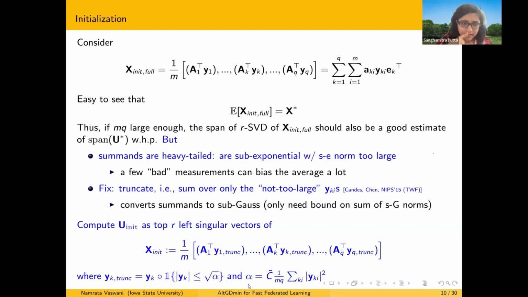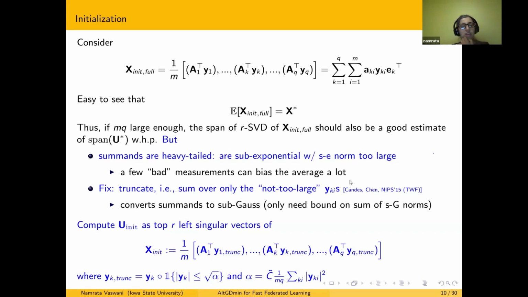So if I'm understanding correctly, is this some kind of robustness that you're trying to do here? Not really. So this is truncation. What's happening here is your summands: A is a Gaussian vector, Y_ki is a Gaussian scalar. So you have squares of Gaussians appearing. These are called sub-exponential random variables. And for these, your sub-exponential norm is too large, so you essentially need too many samples to show correct convergence.